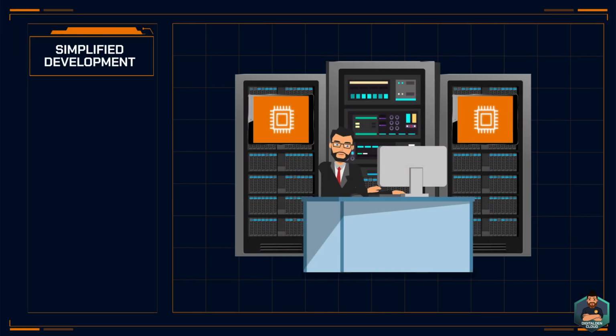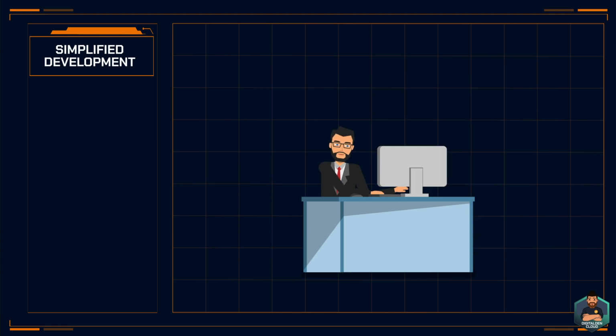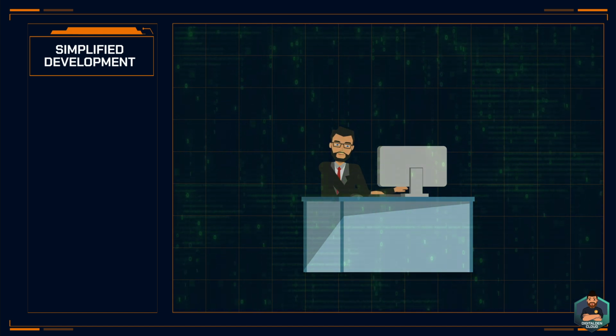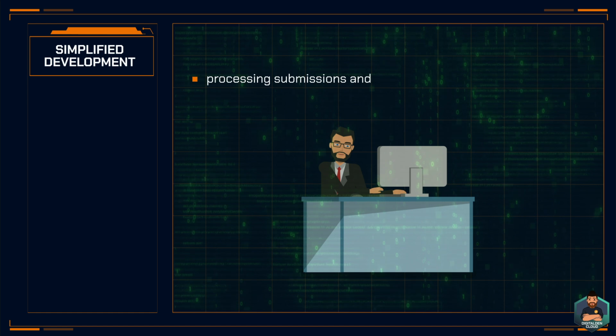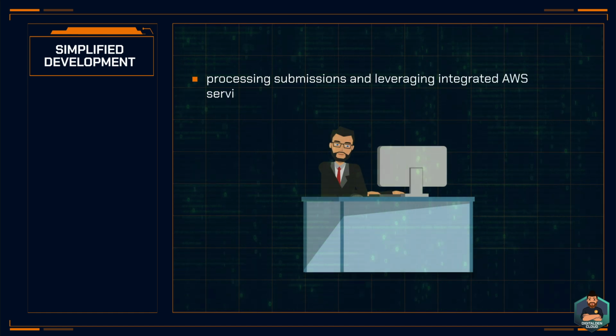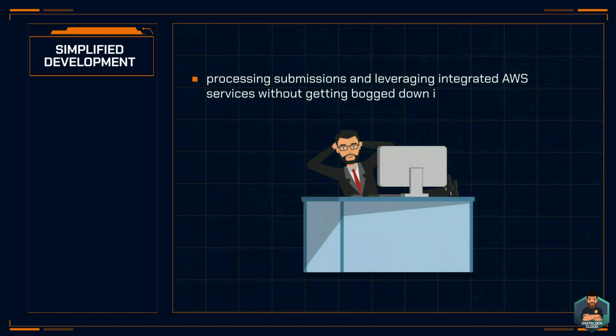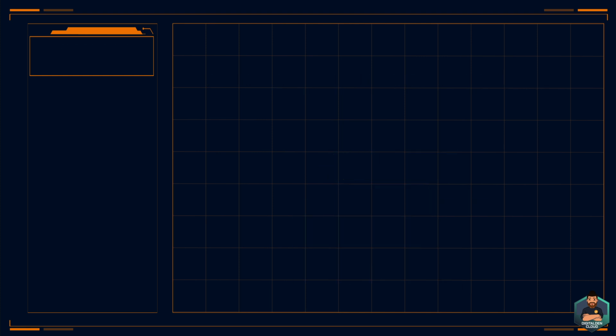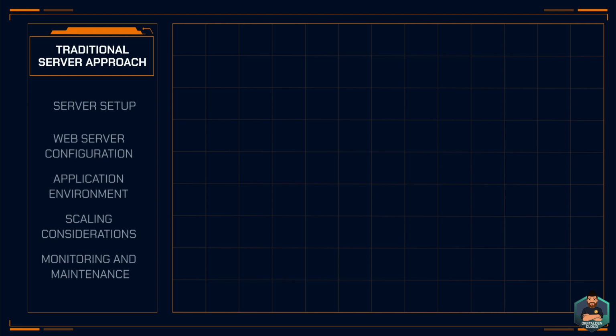Lambda can also simplify the development process, as it eliminates the need to manage servers, allowing you to focus on writing code. In your serverless contact form solution, this means concentrating on processing submissions and leveraging integrated AWS services without getting bogged down in infrastructure details. So without Lambda, the development process would be more complex.